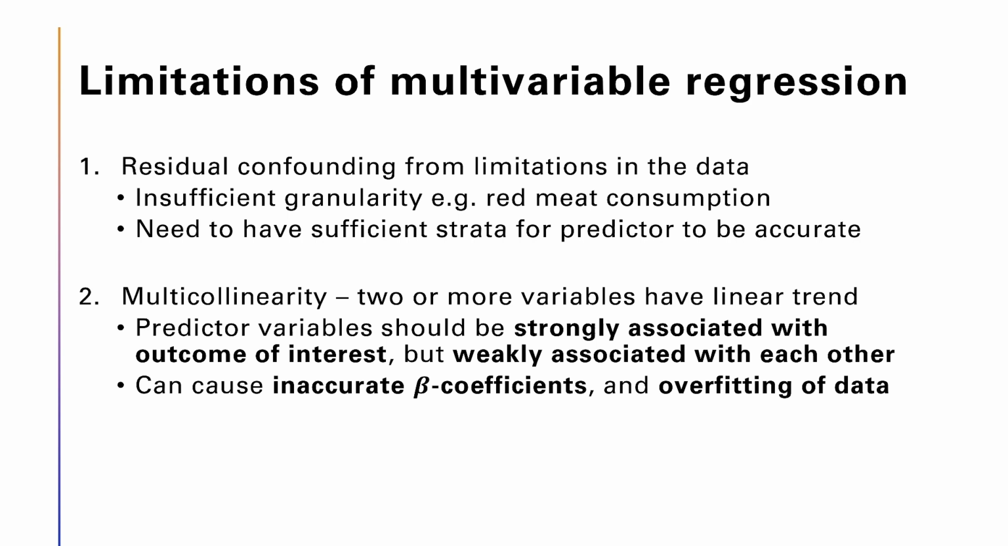Next, we could encounter the problem of multicollinearity, which happens when two or more predictor variables have a strong linear trend. In an ideal multivariate model, the predictor variables should be strongly associated with the outcome of interest, but weakly associated with each other. However, this is not the case if multicollinearity is present, which could cause inaccurate estimation of the beta coefficients, and also probably overfitting of the data as redundant predictors have been included.